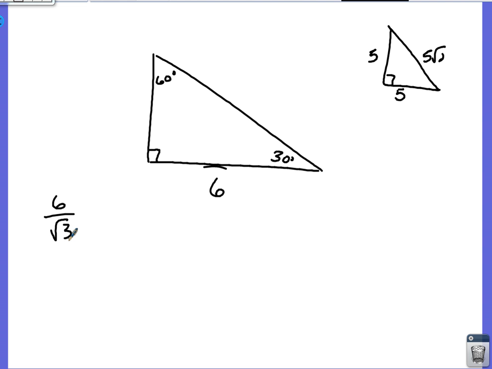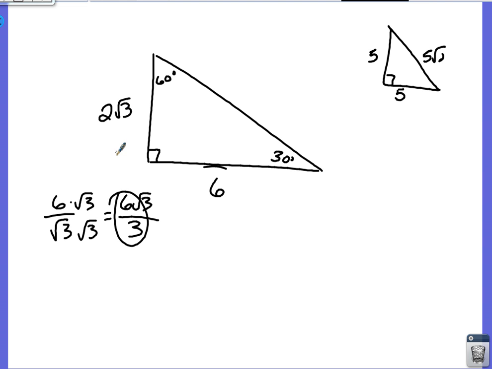To divide 6 by root 3, multiply top and bottom by root 3. You now have 6 root 3 over root 3 times root 3, which is 3. You can divide numbers. 6 divided by 3 is 2. 2 root 3. Check yourself. I should be able to take that, multiply it by root 3 to give me 6. 2 root 3 times root 3 is the same thing as 2 times 3, which is 6.